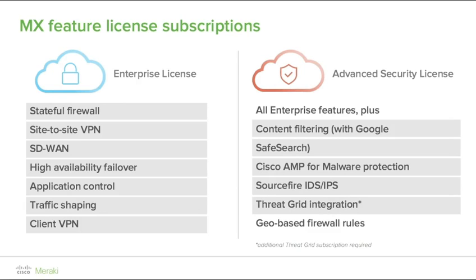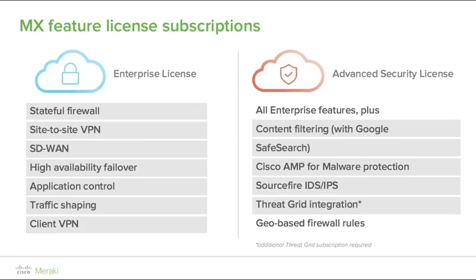Software-defined WAN adds intelligence and automation to your traffic flows. It's a transport-independent service that supports policy-based routing and allows for dynamic path selection based on application type, link quality, and other factors. High availability failover ensures maximum uptime for your network in the event of a device failure. Application control and traffic shaping allow you to get super granular with what you want to allow on your network and determine how much bandwidth you want to allocate to each application type.